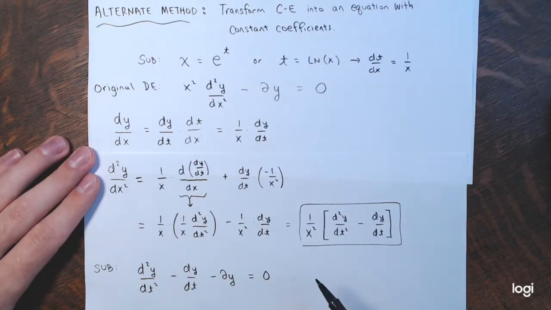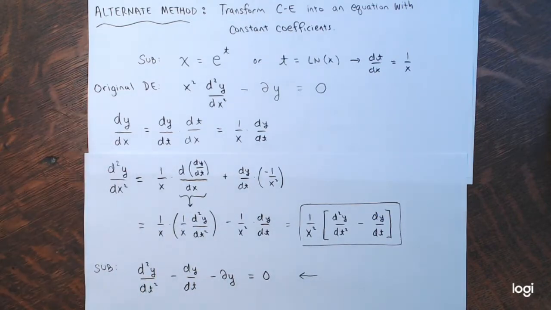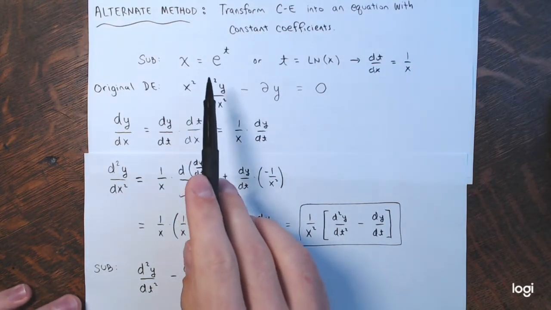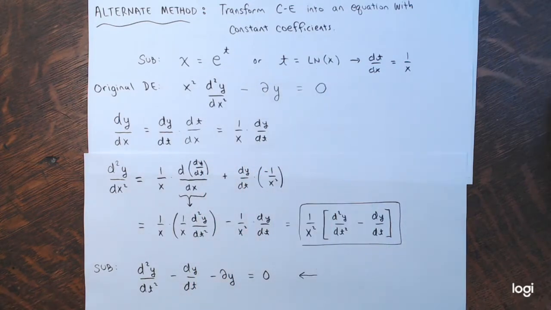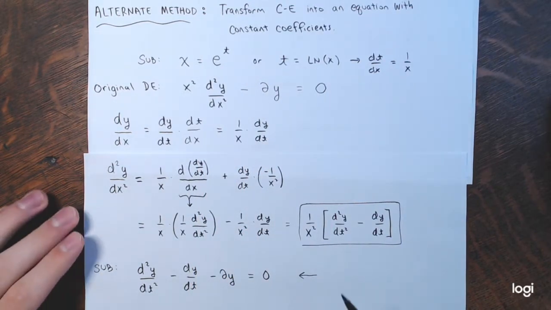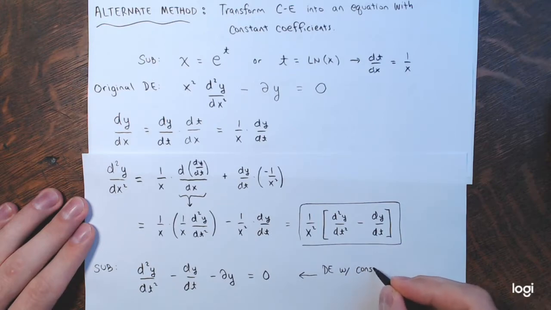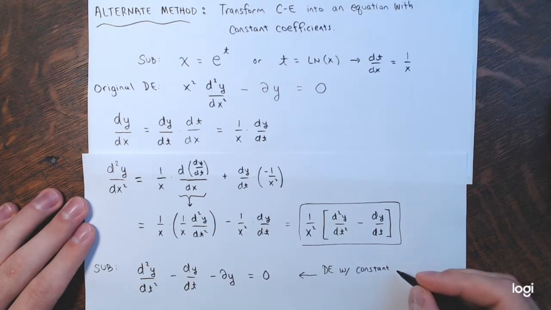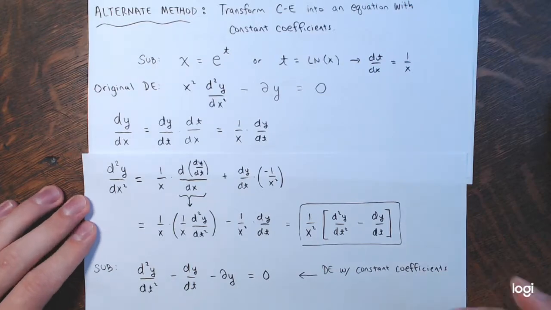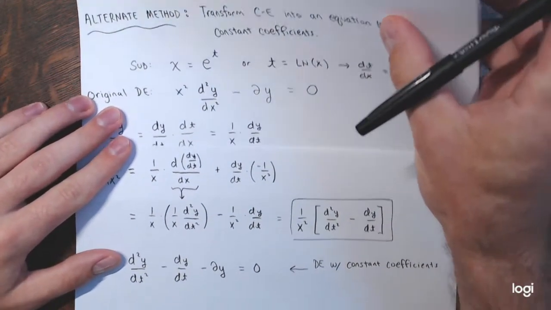equals 0. And again, this will happen for any Cauchy-Euler equation when you make this substitution of x equals e to the t, or t equals the natural log of x. What I've done is turn it into a linear differential equation with constant coefficients, but it's in terms of t instead of x, right? The independent variable is now t. All right, and we know how to solve these from previous videos.